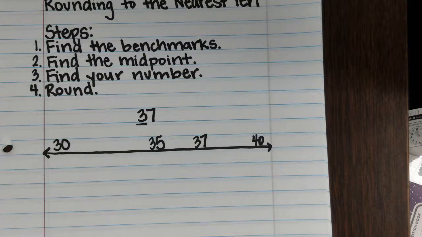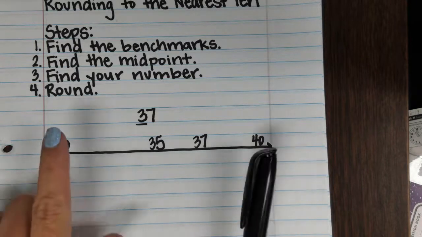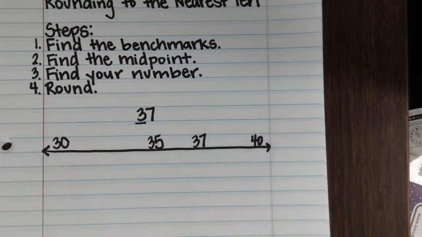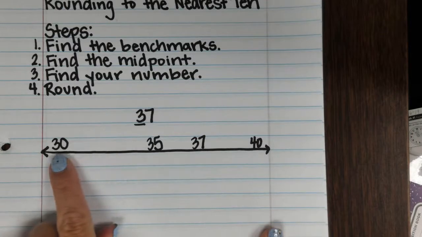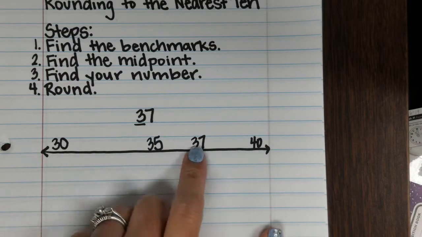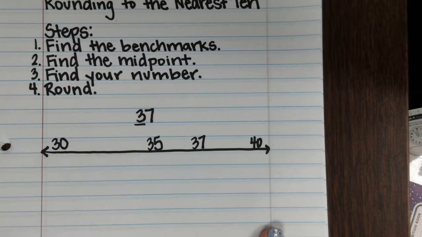All right, so we are finally at step number 4. Real big with me, guys. Step 4, round. That means we're going to see what our number is closer to. Which one of these tens our number is closer to? Is 37 closer to 30? Or is 37 closer to 40?